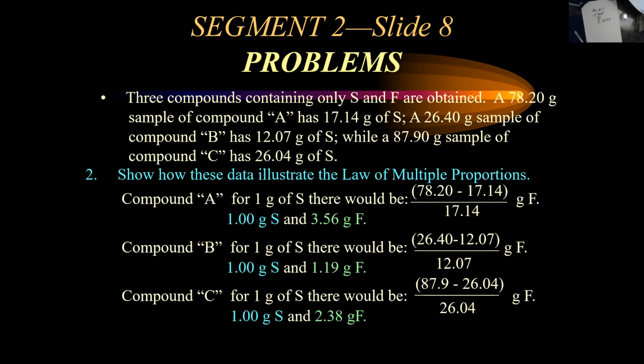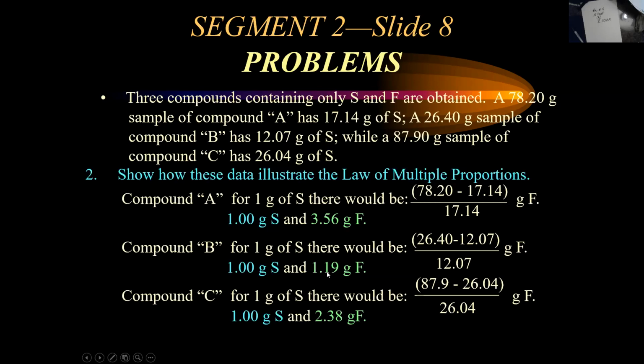Okay, now, let's see what the law of multiple proportions says. It says when you have 3 compounds containing only the elements sulfur and fluorine, if the mass of one of the elements is the same in all the samples, the masses of the other element, fluorine, should be in the ratio of small whole numbers.